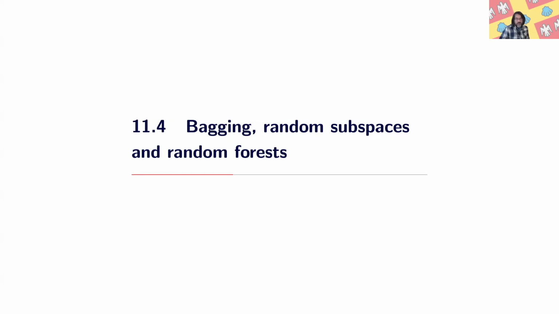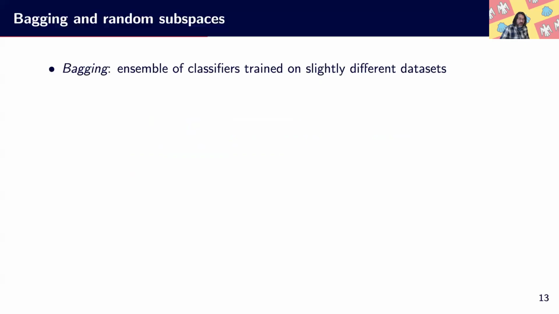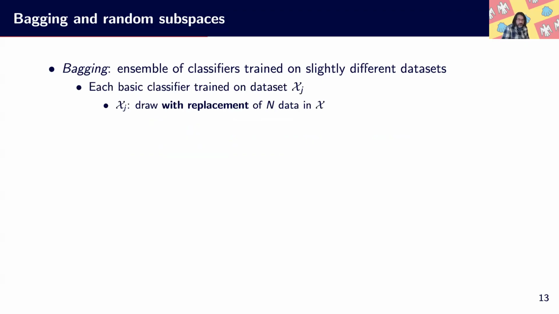Now we will see some basic important approaches: bagging, random subspaces, and random forests, which are really well known and used ensemble methods. Bagging is, I would say, one of the first ensemble approaches, where we train each classifier on a slightly different data set. Basically, we have an initial training set, which is the X here.